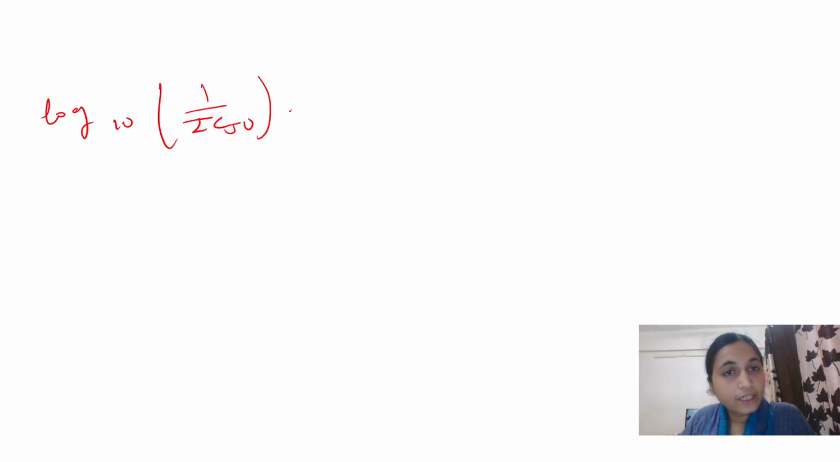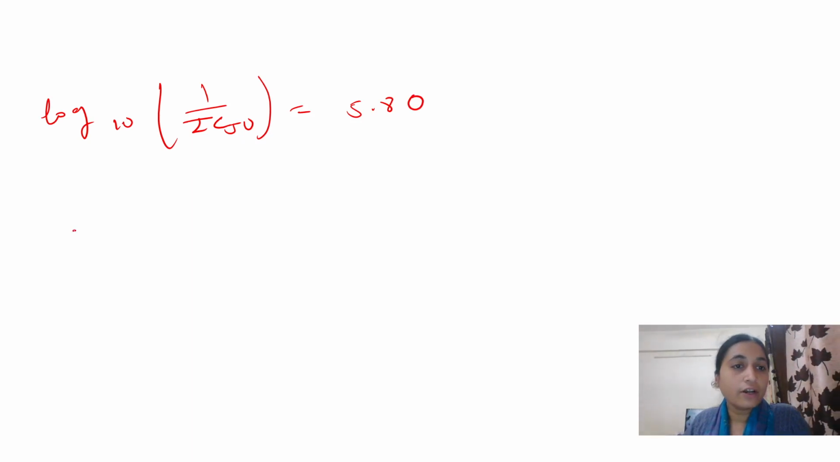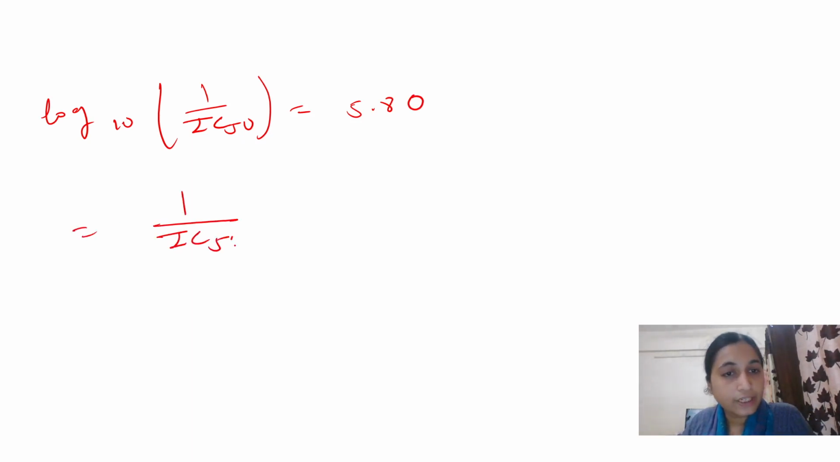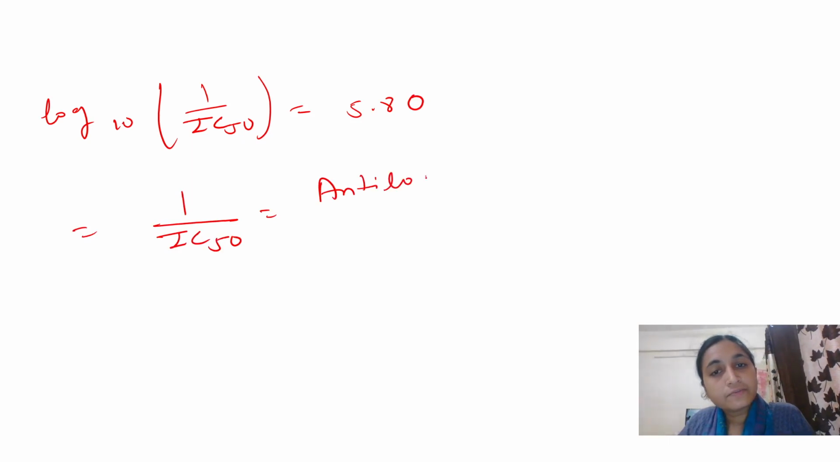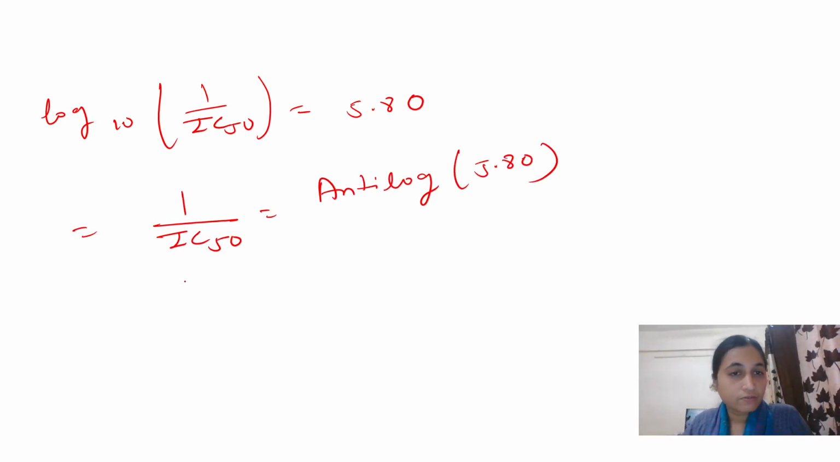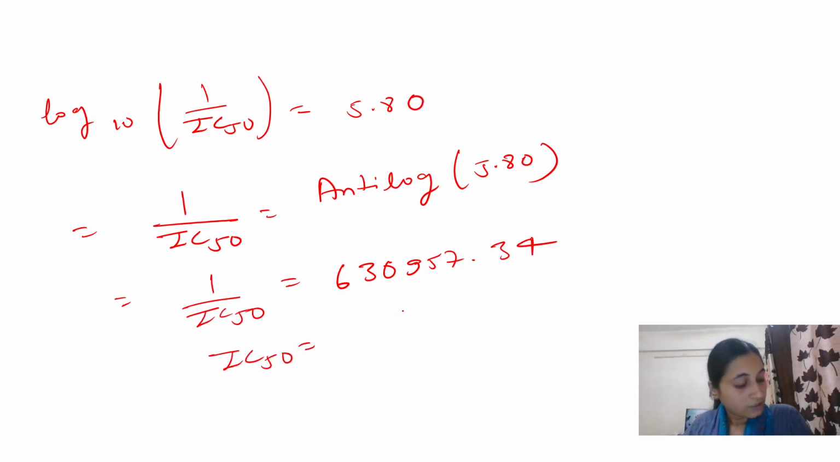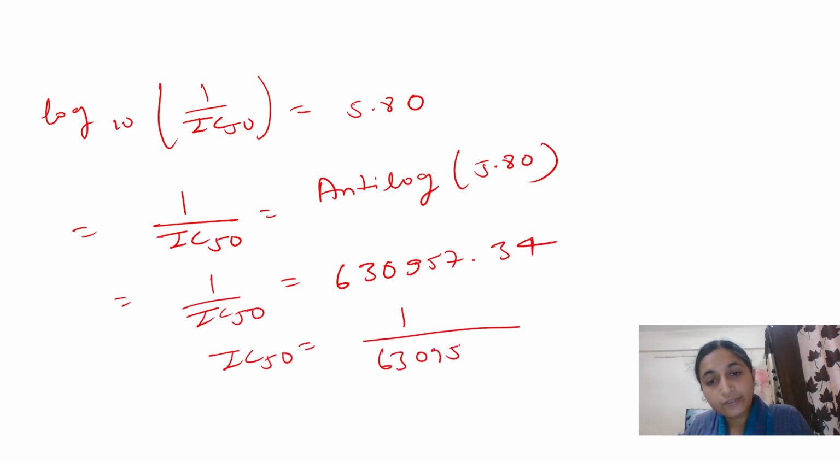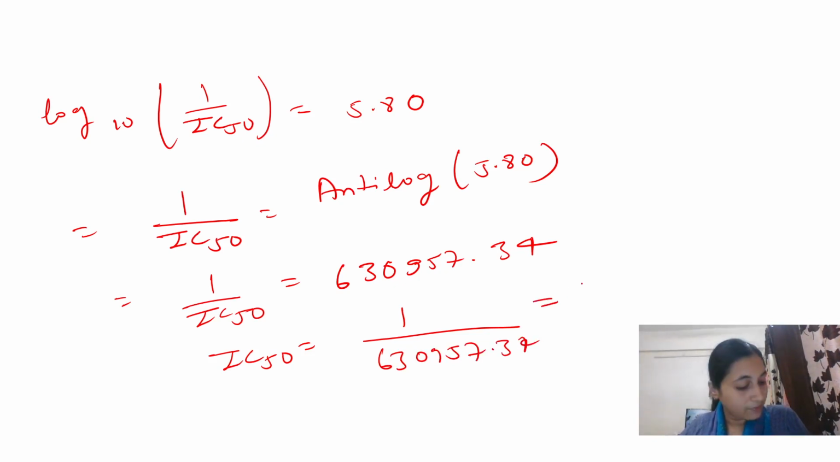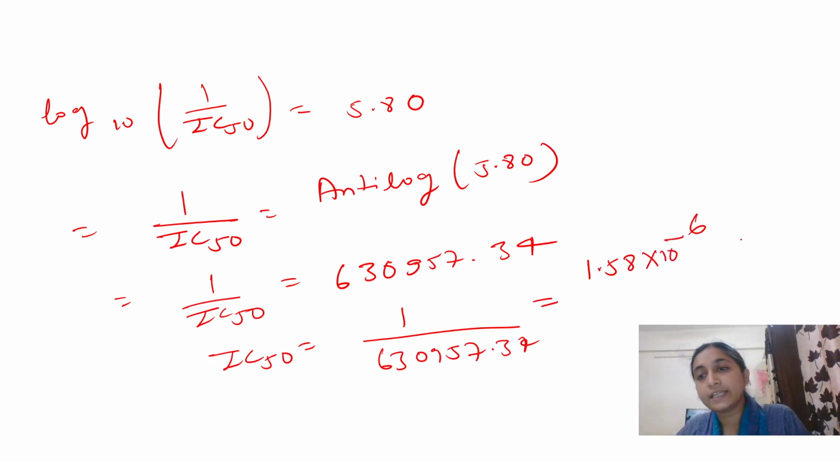Right, log base 10 of 1 upon IC50 equals 5.80, or we can write 1 upon IC50 equals antilog of 5.80. So this value will come 630,957.34. So this value is 1 upon IC50. So IC50 will be 1 upon 630,957.34, and this will be equal to 1.58 into 10 to the power minus 6 molar.